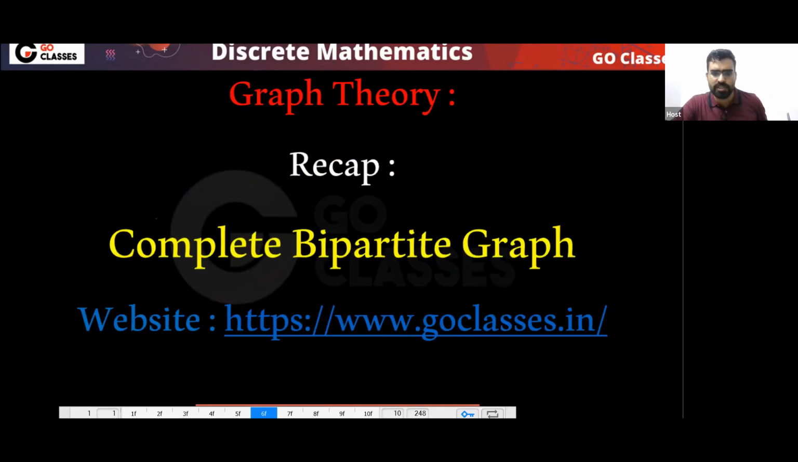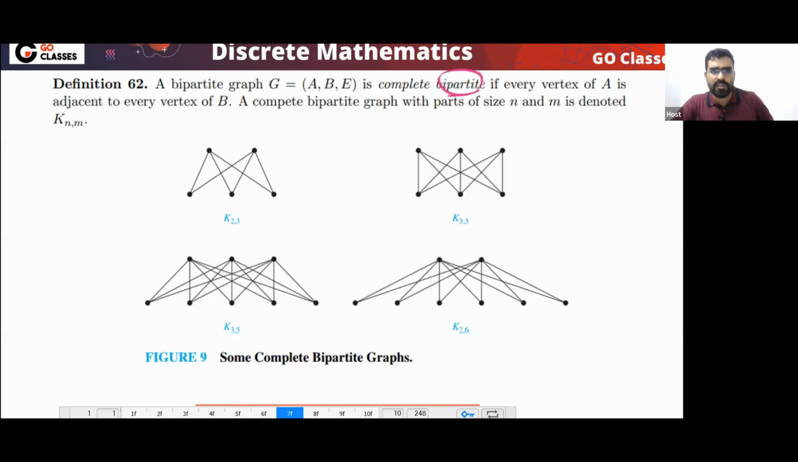We have already seen what is a complete bipartite graph. That is a bipartite graph in which every vertex of part A is adjacent to every vertex of part B. For example, this is your K_{2,6} because these are the two vertices in part A, these are the six vertices in part B, and you can notice every vertex of part A is adjacent to every vertex of part B. Okay, so this is the concept of complete bipartite graph.